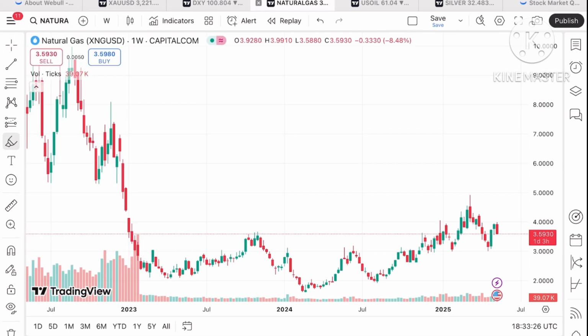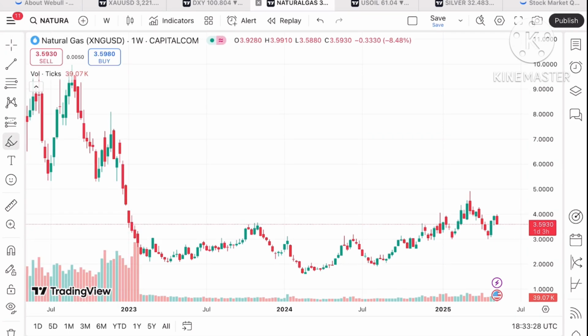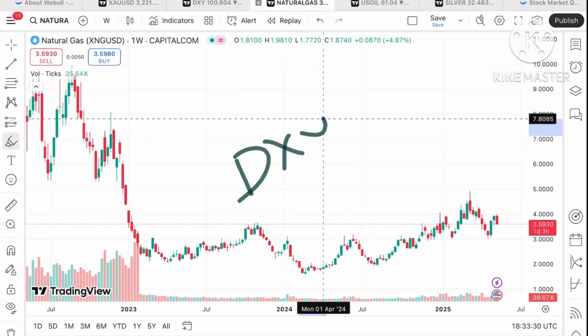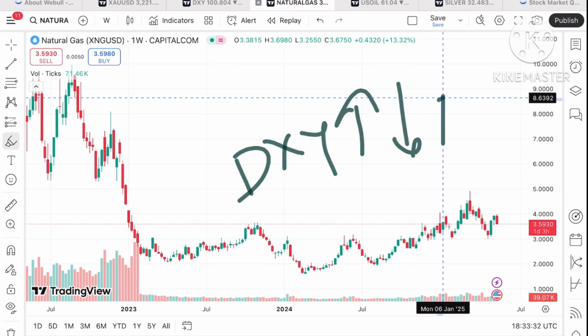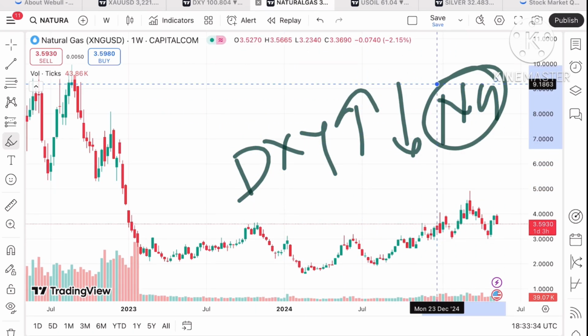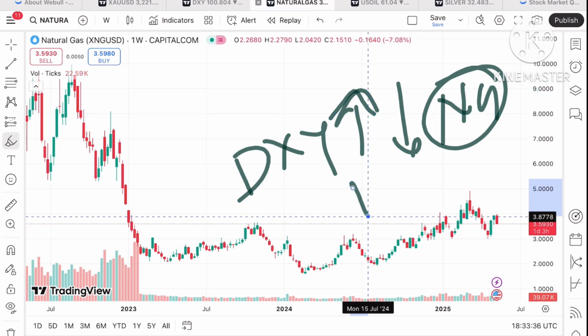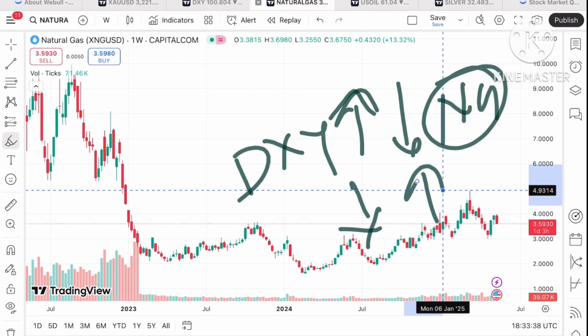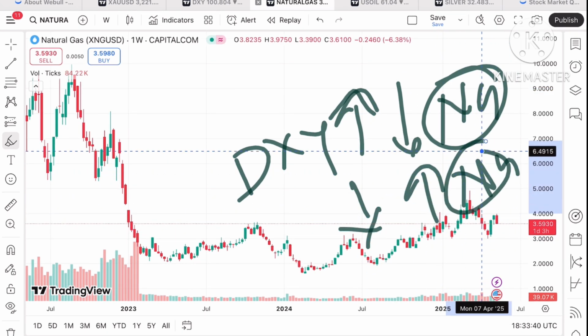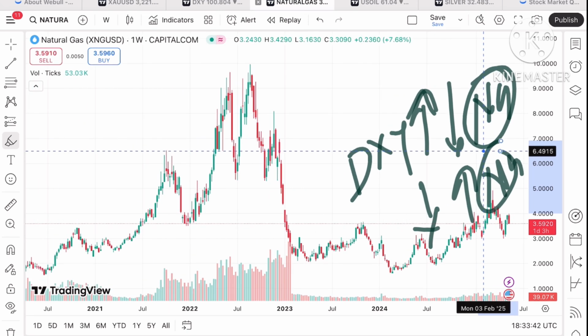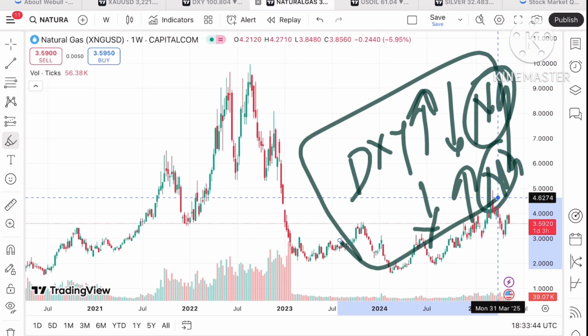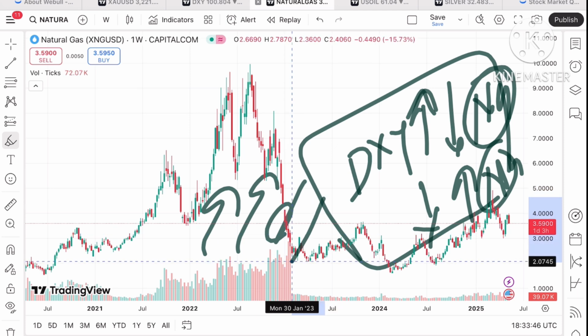See, the natural gas price depends on a lot of factors. If you look, the dollar index plays an important role. When the dollar index started going upside, we saw the natural gas price come down, and when the dollar index started going down, we saw the natural gas price go up. This is what we have seen generally, but sometimes they both move in the same direction.